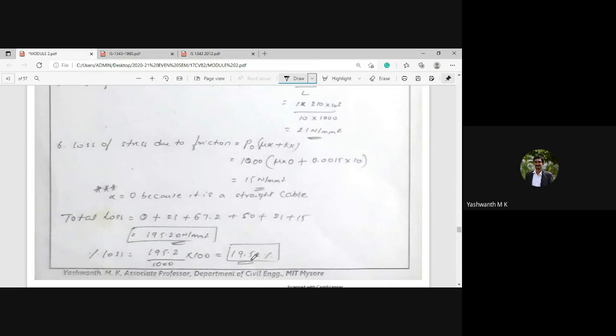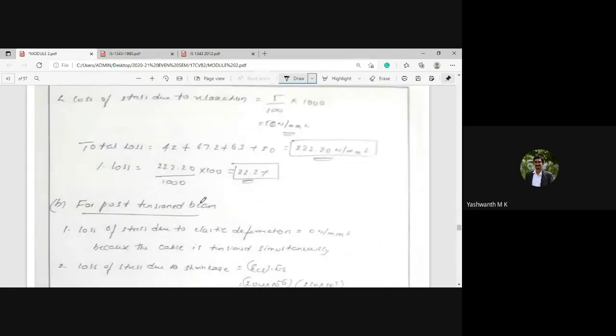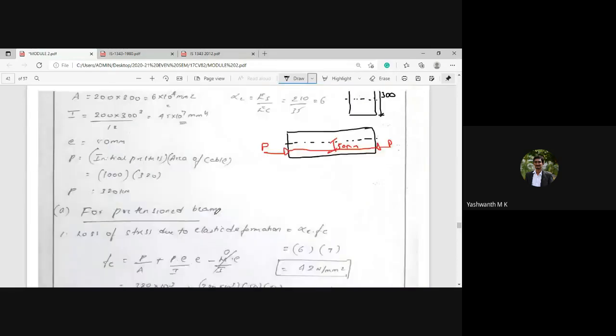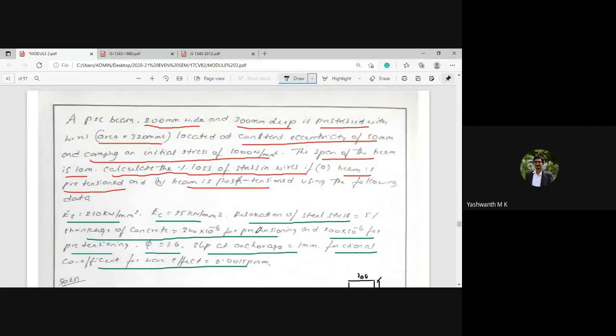Like this we need to solve the problems, by observing the given data. Hope you have understood the problem. It is a very simple problem I have solved in this session. Given all the data, you need to calculate the percentage loss of stress in the wire for a post-tension beam and for a pre-tension beam. Is it clear? Like this we need to go ahead with the problem.